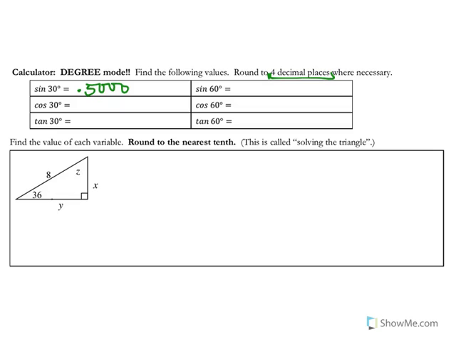Then you're going to enter cosine of 30. Exact same thing. Press the button that says cosine, 30, end your parentheses, and this time I get 0.8660. Same thing. Tangent of 30, tan 30, end parentheses, and I get 0.5774. Okay, pause this video for a second and try sine, cosine, and tangent of 60.